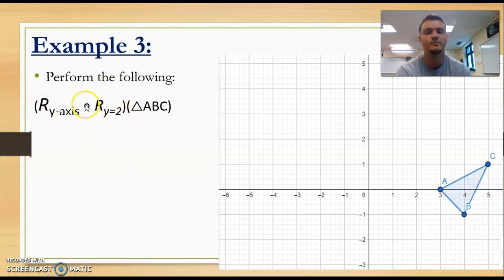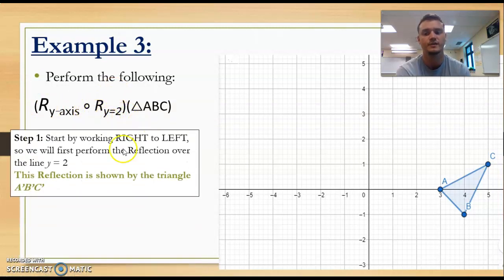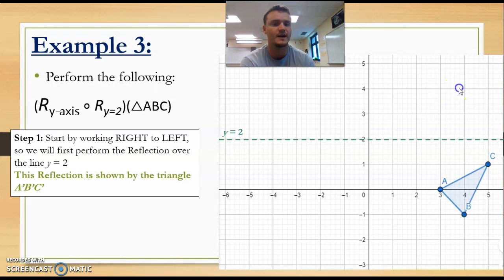If it's a composition by this open circle here, we're going to do the reflection over y equals 2 first. So y equals 2 means that my y-coordinate here is always at 2. It doesn't move up or down from 2. It's just going to stay right at 2 on the y-axis. That's y equals 2. So if we reflect over that line, reflecting is just counting the number of units to the line that you're reflecting over and then counting the same number of units on the other side. So A prime lands here, B prime lands here, C prime lands here.